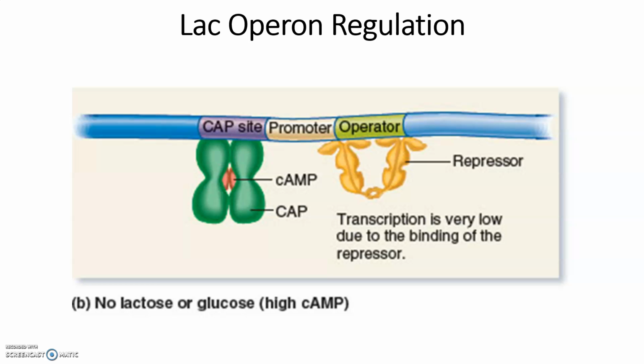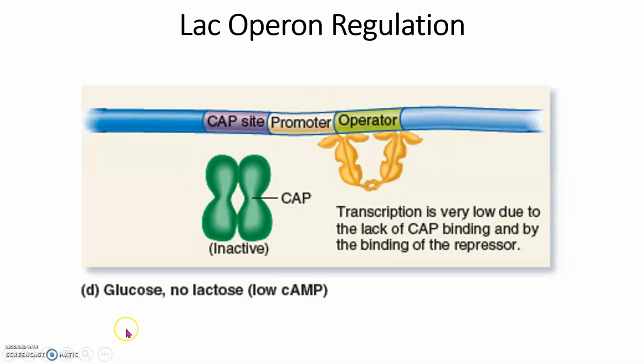So in a condition where we have no lactose and no glucose, remember, lactose controls the repressor, glucose controls the activator. No lactose, our repressor is bound. No glucose, our activator is also bound. But our polymerase isn't getting in here, so there's no transcription occurring. We have glucose, but no lactose. So we have glucose, so the activator is not on. And we don't have lactose, so our repressor is on, and there's no transcription.